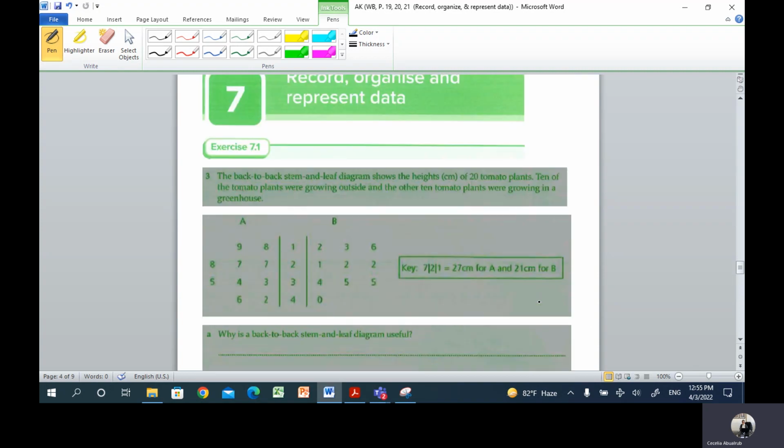Last thing that we are going to discuss in this recording is the stem and leaf. Stem and leaf are really useful in comparing two sets of data, such as in this question, the back-to-back stem and leaf diagram shows the heights of 20 tomato plants. 10 of them were growing outside and the other 10 were growing in a greenhouse.